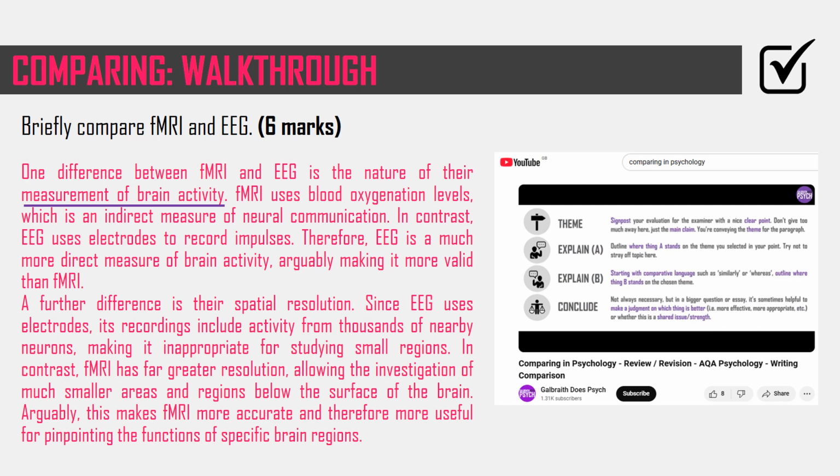Again, just going back to the guidance, the structure there, look at how I've put this together. I've made a clear point. I've signposted the theme to the examiner. I've talked about what fMRI does and what EEG does. I've brought it back together with some comparative language in my judgment. And I've done the same thing again in the second paragraph. Okay, so once you're used to this structure and you've got a bit of a grasp about the kinds of things to talk about, I think you'll be fine.